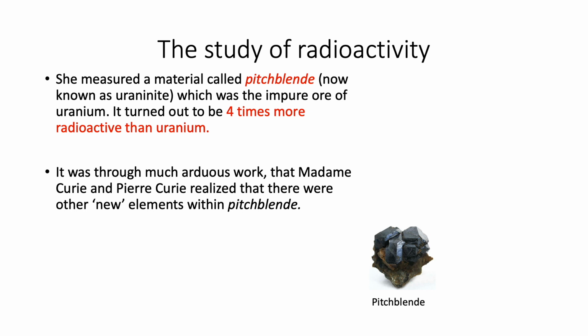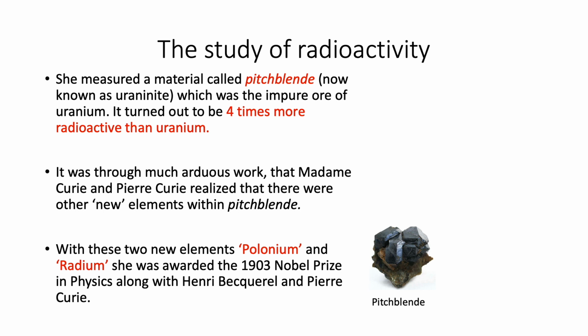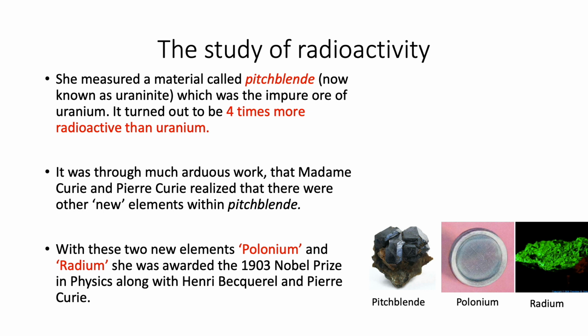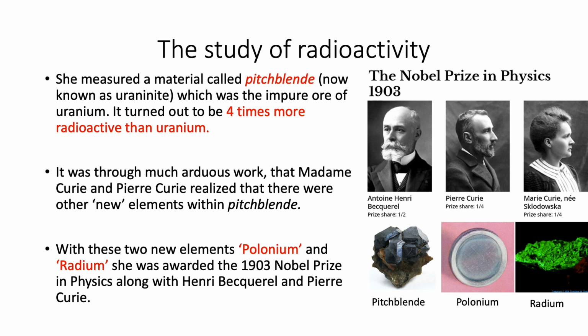It was through much arduous work that Madame Curie and Pierre Curie realized that there were other new elements within pitchblende, because by refining pitchblende into components that were radioactive and non-radioactive, they ended up with 2 different elements, called polonium and radium. She was awarded the 1903 Nobel Prize in Physics along with Henri Becquerel and Pierre Curie, her husband.